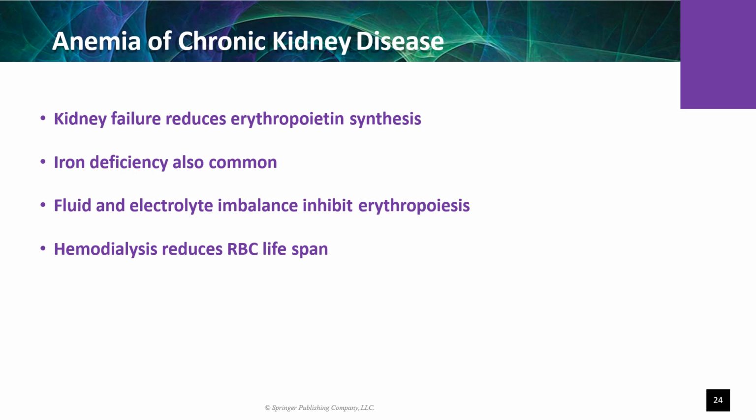Anemia of chronic kidney disease is extremely common in patients with renal failure. The primary mechanism is the loss of erythropoietin that is produced by the failing kidneys. In clinical practice, this has been managed with exogenous erythropoietin.